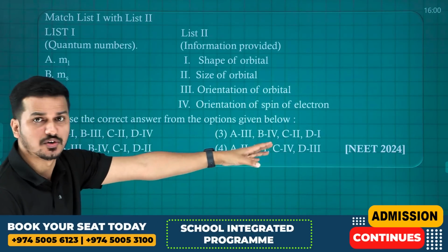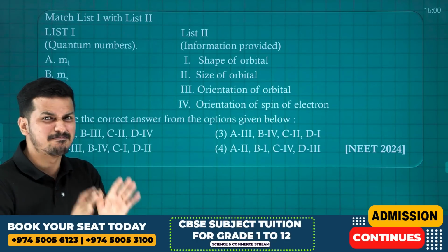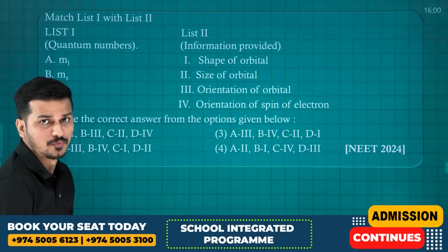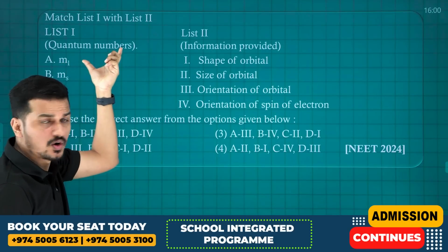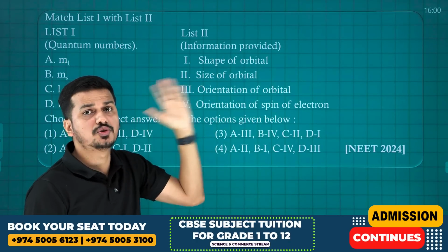This is also asked in 2024. This is a column matching question, an easy, basic idea they are asking. So match list 1 with list 2. In list 1, they gave quantum numbers. In list 2, some information is provided. We have to match them.